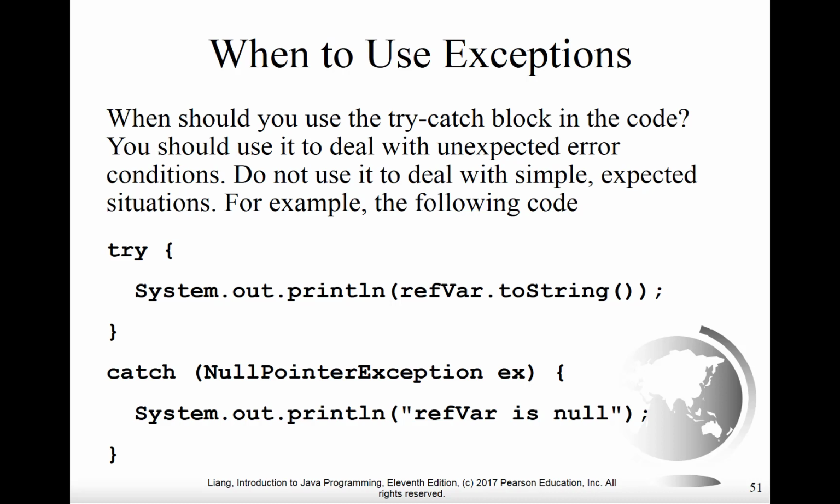So we could say try System.out.println refvar.toString, and if it turns out that the reference variable doesn't actually point to an object, then that's going to create an exception. It's called a null pointer exception. So then we can turn around and catch null pointer exceptions here and print out an appropriate message that says refvar is null. This will work just fine, but it's overkill and consumes extra resources that aren't necessary to consume. In the next slide, we'll see a more appropriate solution for this.